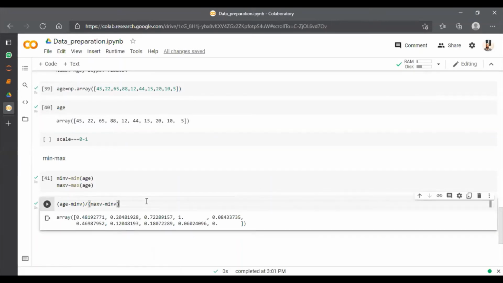Okay. Do you understand this min-max formula? For each of the data points, you subtract the minimum value and divide it by the maximum value minus the minimum value. So it's going to scale your data set into a range of 0 to 1. Okay. Is it clear? Yeah.